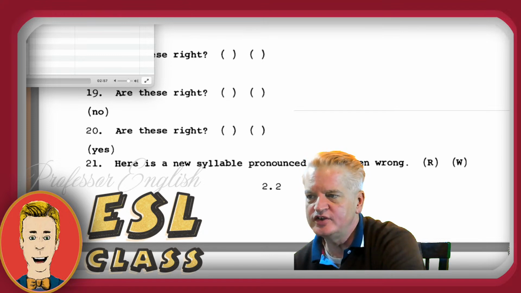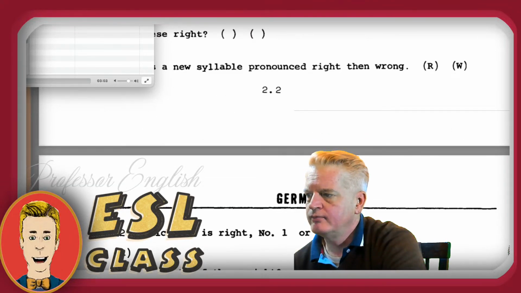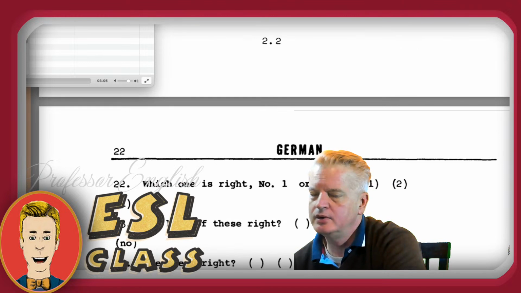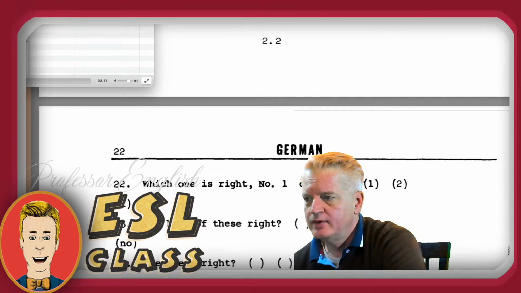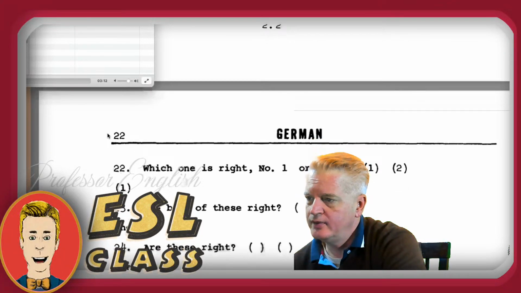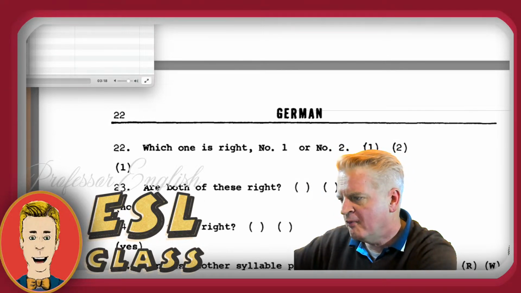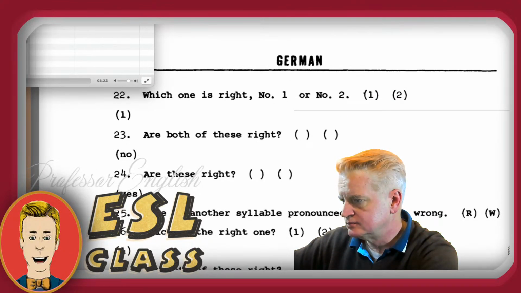21. Here's a new syllable pronounced right and then wrong. Geht, gate. Page 3. 22. Which one is right, number 1 or number 2? Number 1, geht. Number 2, gate. 23. Geht, gate. 24. Geht, geht.